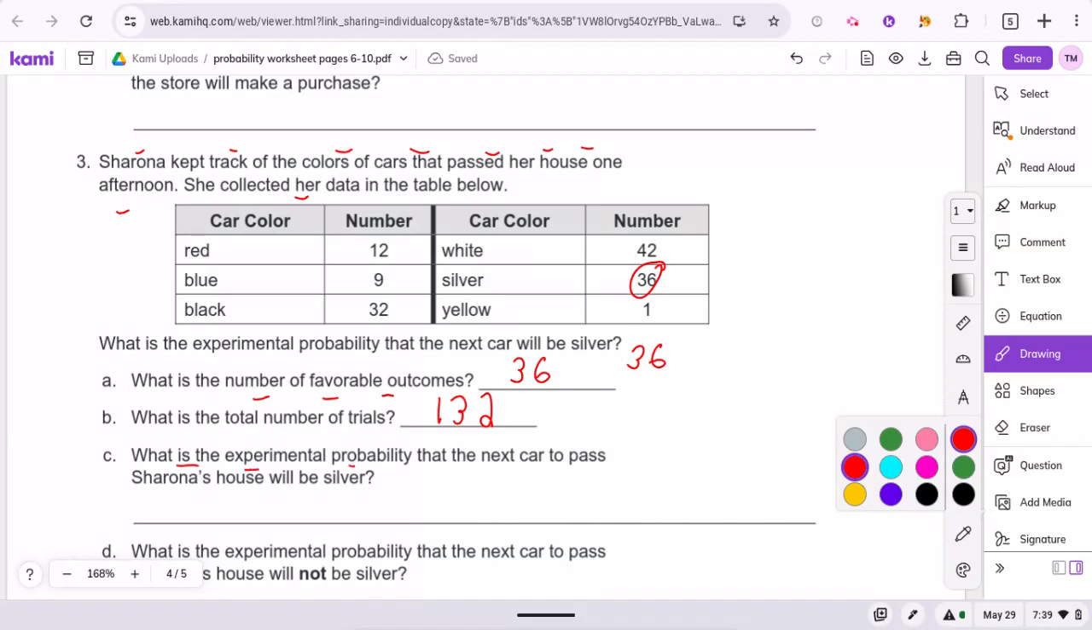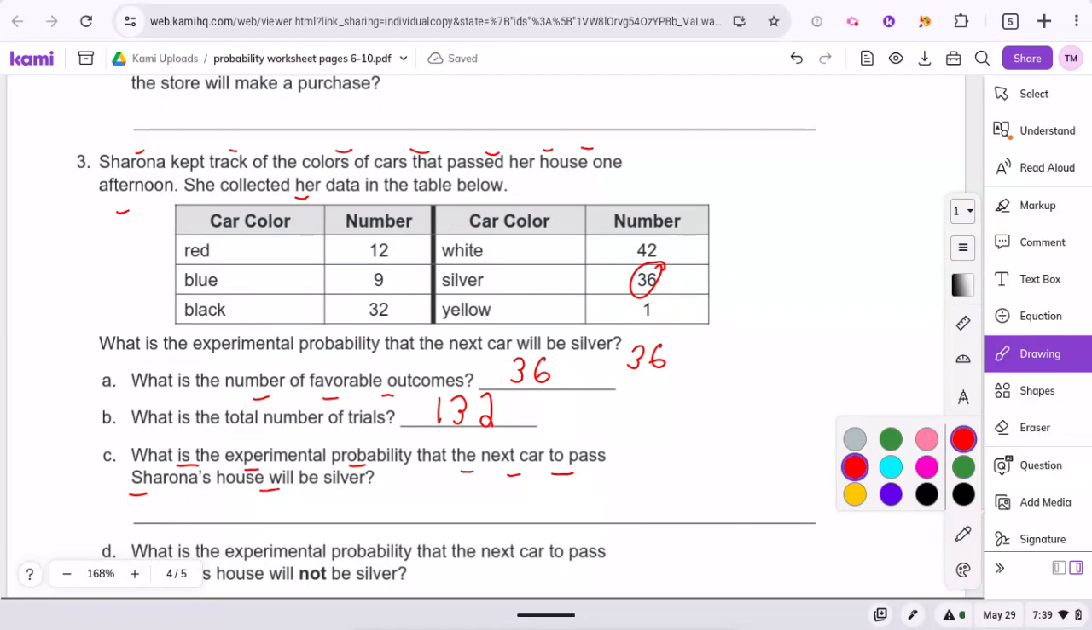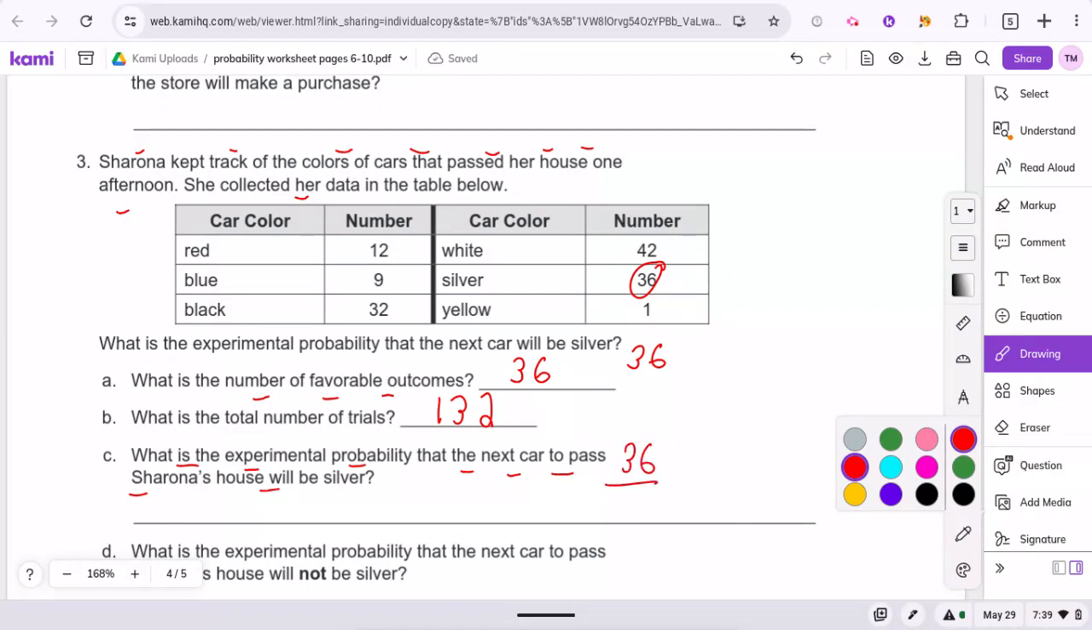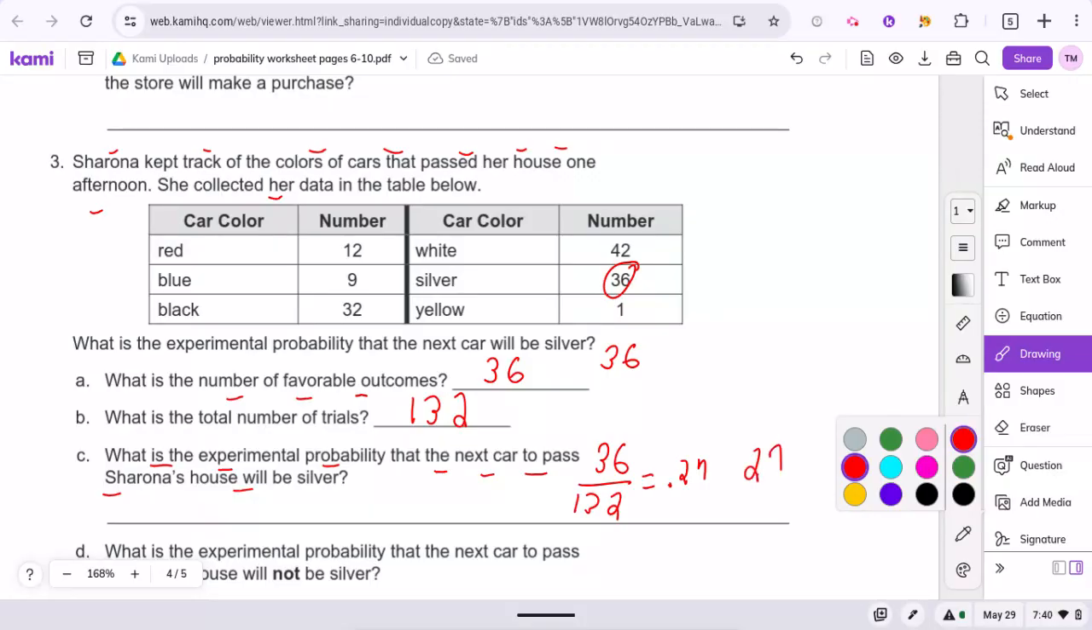And then what's the experimental probability that the next car to pass will be silver? So for this one, you can reduce the fraction and get it as a decimal and a percent. So 36 out of 132. You divide, and you'd get about 0.27, which would be about 27%.